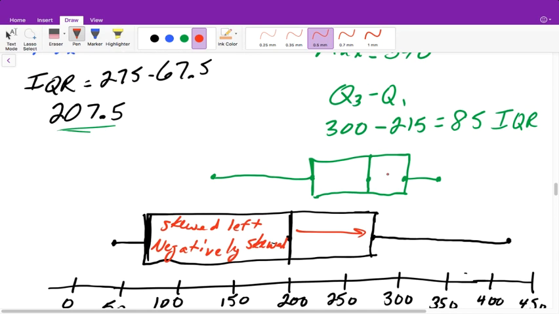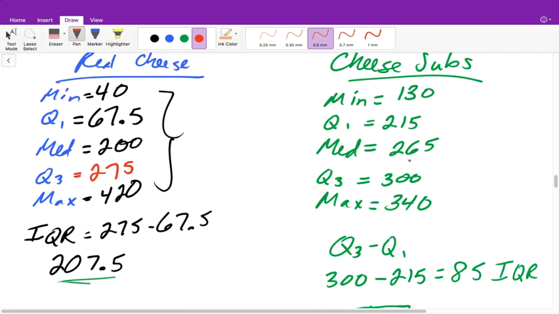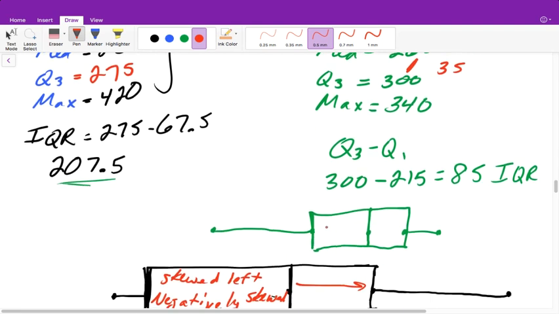So if you're not sure if this is where it should be because it's kind of in the middle, if you look at the difference between these two, Q3 and median, is 35, and the difference between these two is 50. So it does mean that it's slightly closer to here. So if you said skewed left or negatively skewed, I would give you full credit for that. But if you also said symmetric, because it is pretty close to being directly in the middle, I would also give you credit for that.